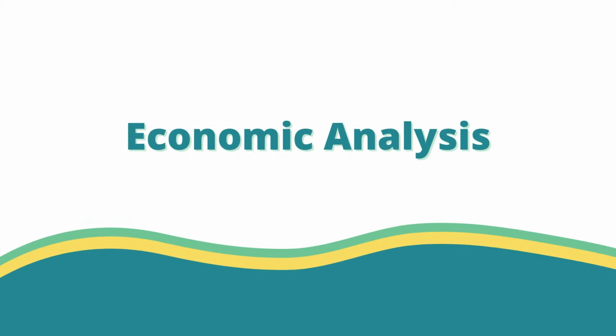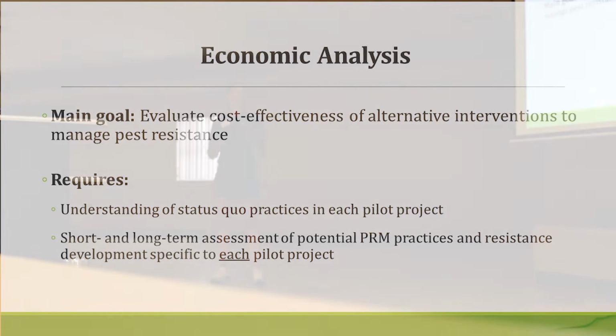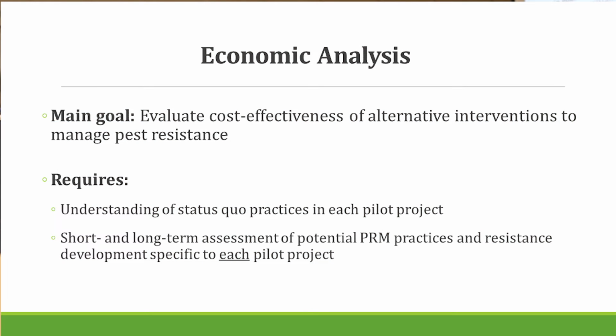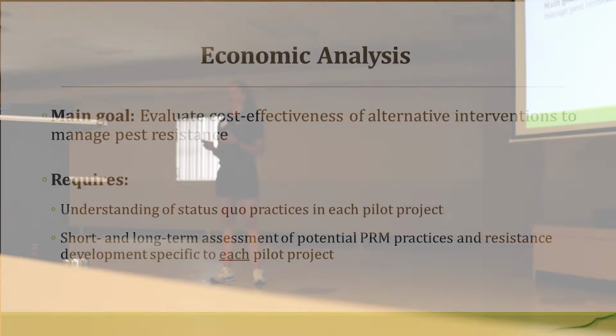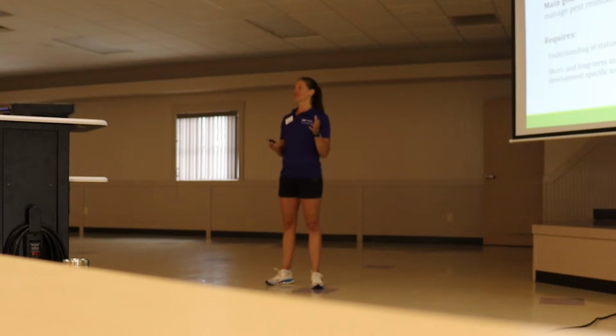The main goal of the economic analysis is to say what are some cost-effective alternative interventions to manage pest resistance, and compare what would happen if we do nothing, what would happen if we do some reasonable options that might be on the table as resistance develops. So we have to start with that first thing.